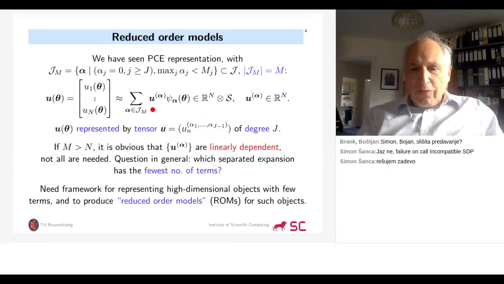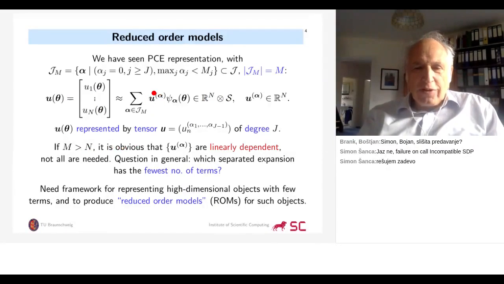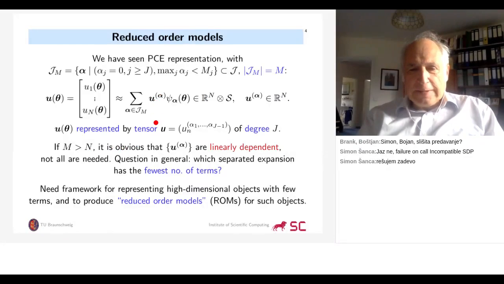Now, there's m of these, this expansion has length m, and the dimension of u is n. So if m, for instance, is larger than n, then it's obvious you don't need all of them because they have to be linearly dependent. So that's the first thing where you see, aha, there may be something where we can save something.